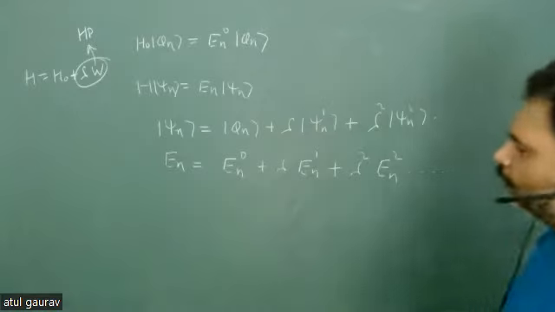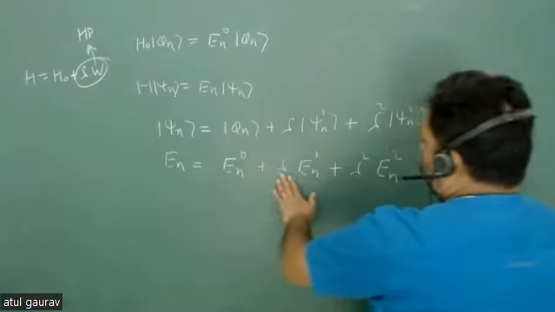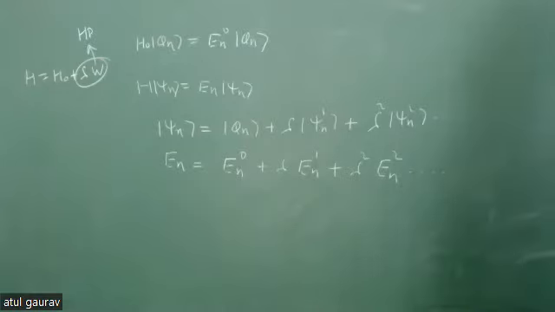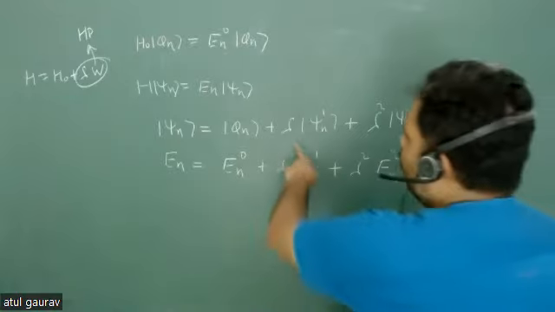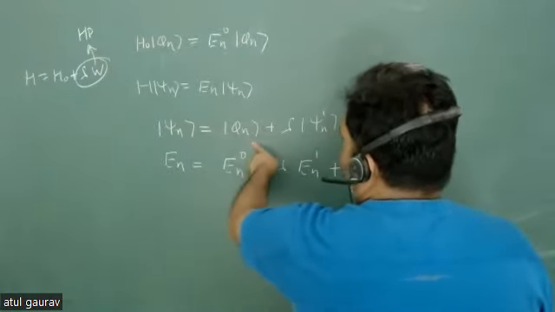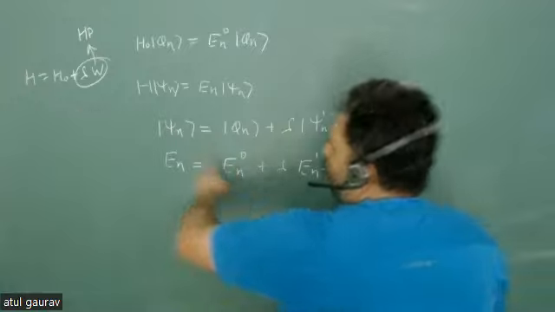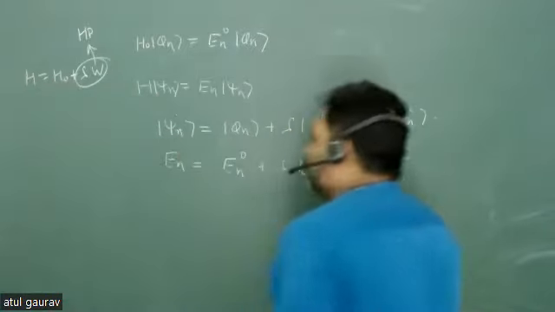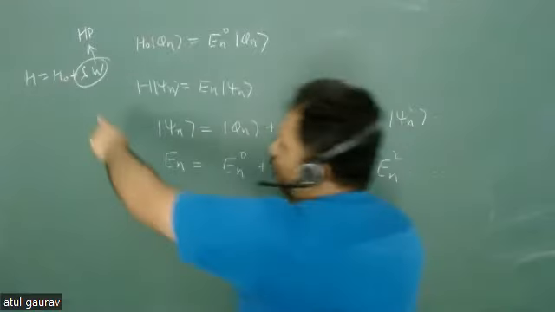Clear? En is equal to En0 plus lambda En1 plus lambda square En2 and so on. So obviously you can check if lambda is equal to 0, psi n is equal to phi n, and En is equal to En naught. Means your complete Hamiltonian is actually equal to the unperturbed Hamiltonian.